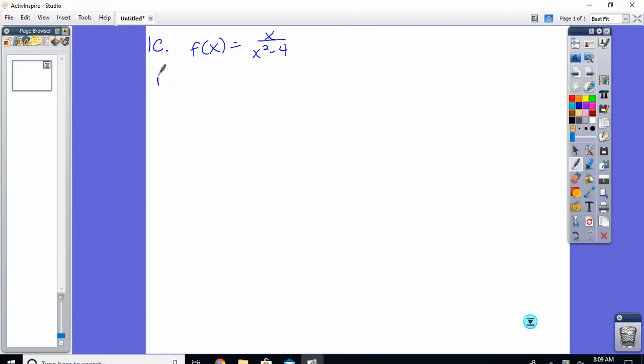So, our domain for this. We know if it's a fraction that the bottom can't be 0. So if you set x squared minus 4 equal to 0, we know that x squared cannot equal 4. So your domain, you could either tell me x cannot be plus or minus 2, or you could write it in an interval, negative infinity to negative 2, union negative 2 to 2, union 2 to infinity.